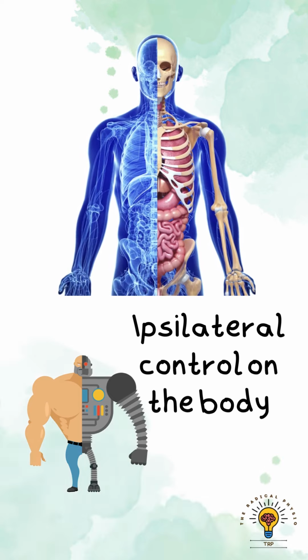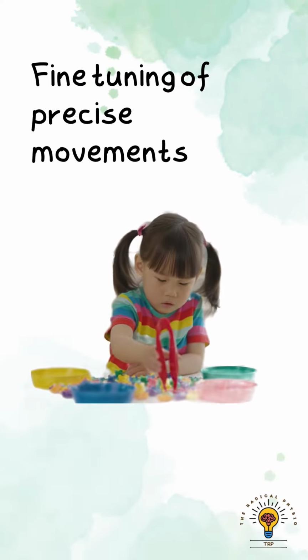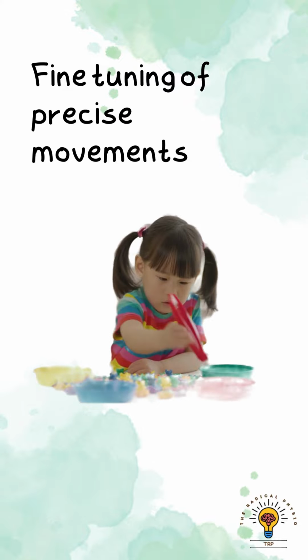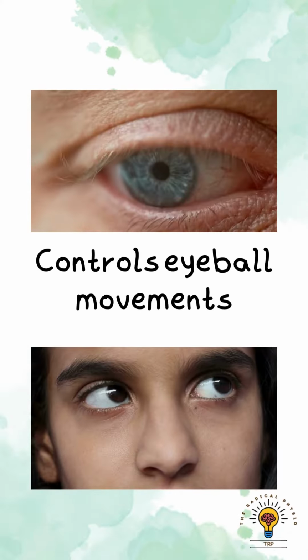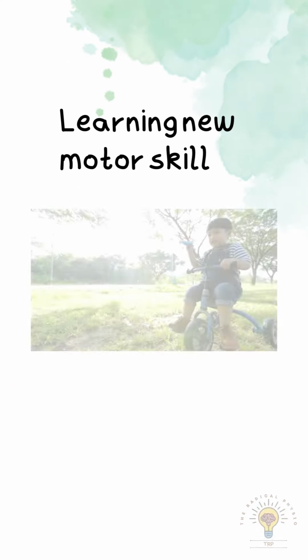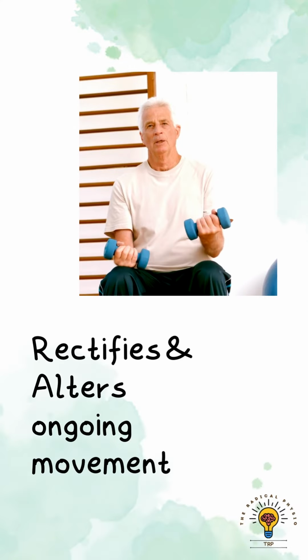The cerebellum has ipsilateral control over the body. It controls posture, tone and equilibrium. It coordinates with muscles to perform smooth and accurate movements while fine-tuning precise movements. The vermis has control over the axial muscles. The cerebellum also controls eyeball movements. It assists in learning new motor skills, and it also rectifies and alters ongoing movements.